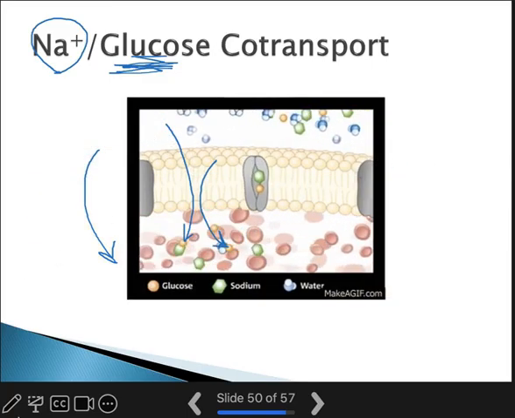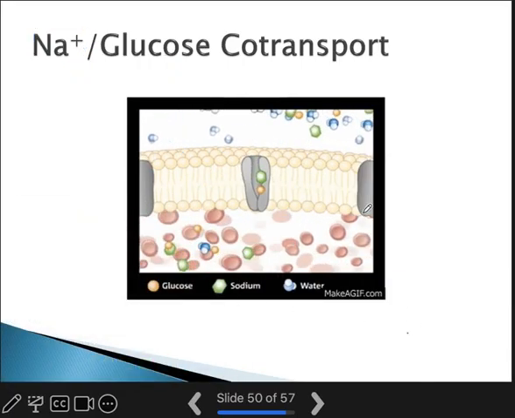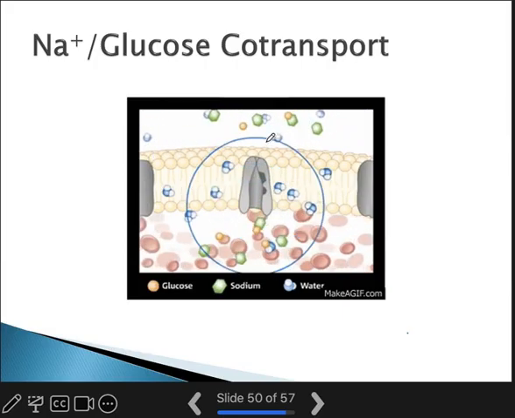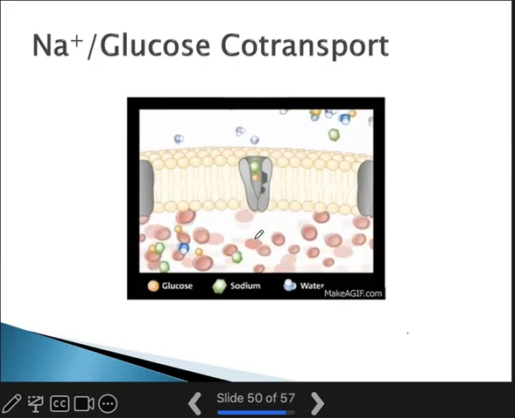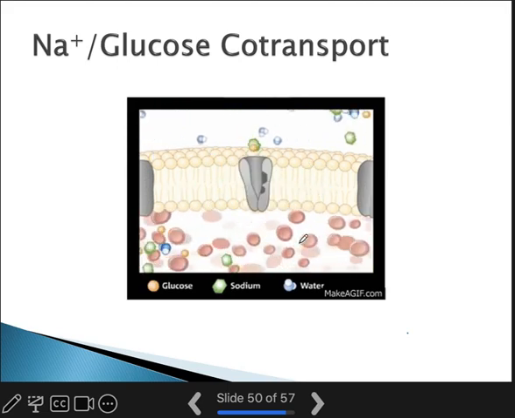Here's another little GIF showing us secondary active transport. Again, you're looking at glucose movement. Sodium moves down its concentration gradient, and then glucose is going to be moving up. So we're pulling glucose into the cell.